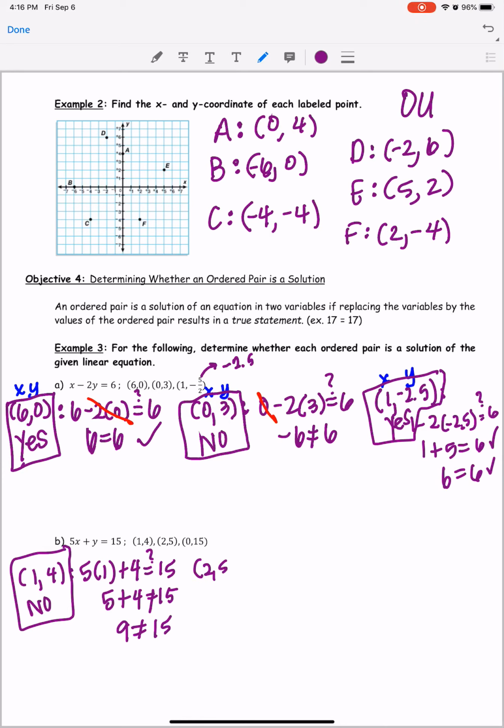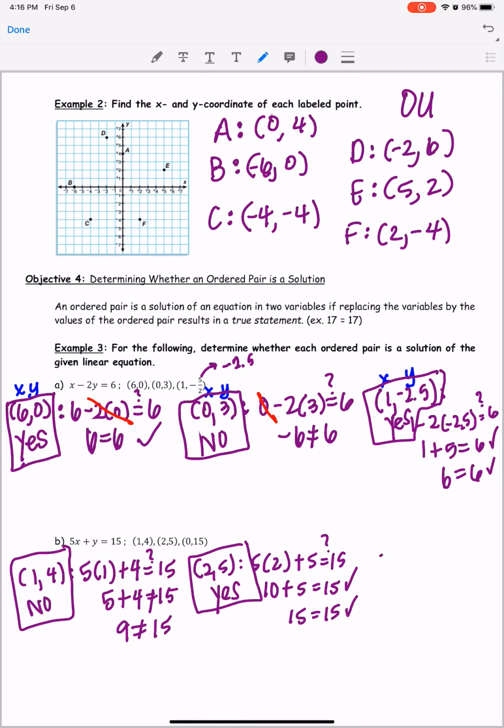Then we have 2, 5. So 2 is my x, 5 is my y. So we've got 5 times 2 plus 5. Does that equal 15? We get 10 plus 5 equals 15. You can stop there or say 15 equals 15. So that's a yes.